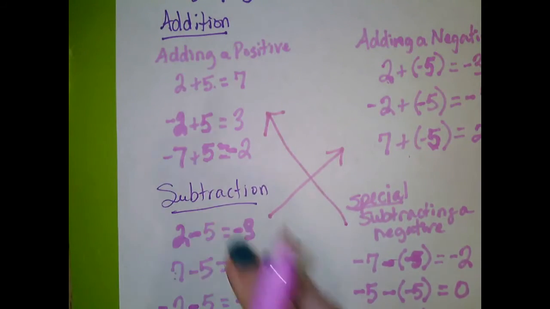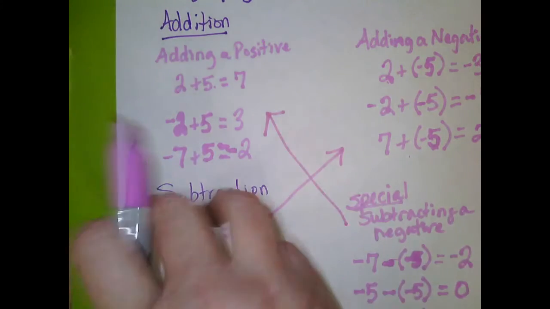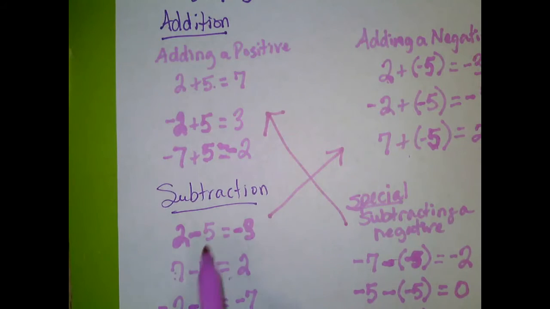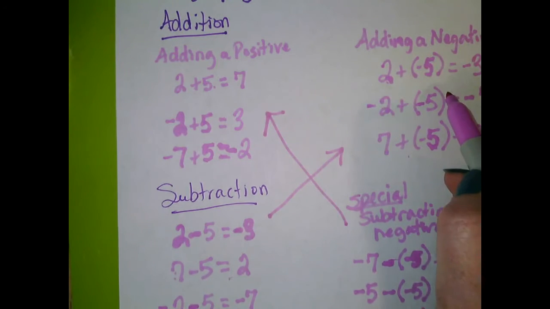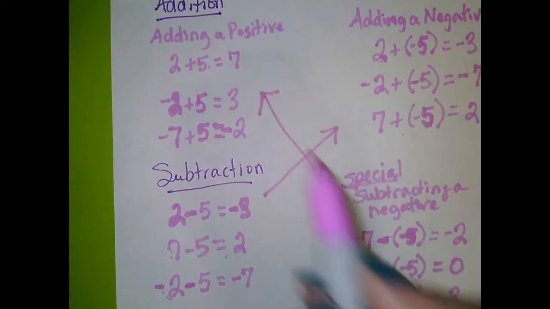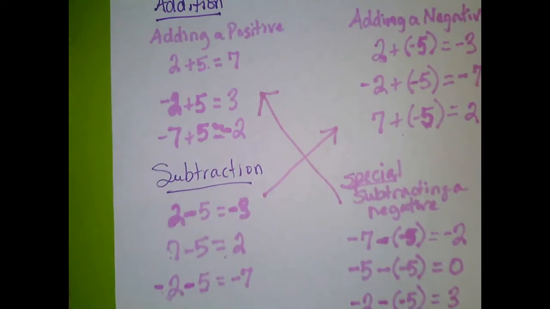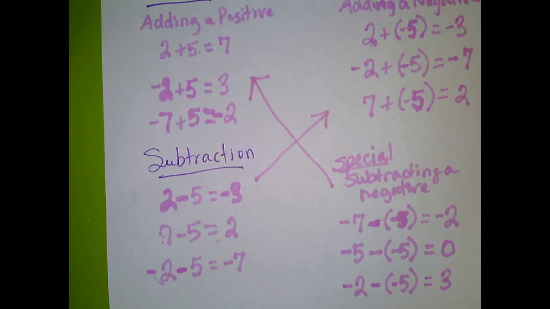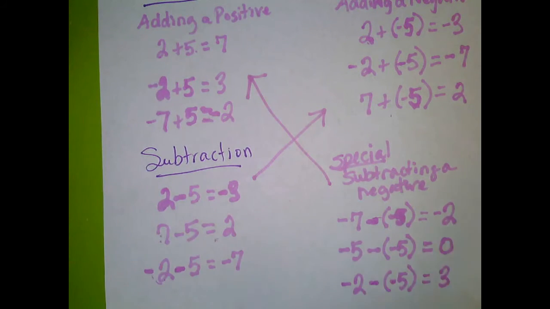So if you are subtracting a positive number, it's just like adding a negative number. If you are subtracting a negative number, it's just like adding a positive number. And this is the evidence right here. So again, if you don't have this written down, write it down. It'll help you out. This is addition and subtraction.